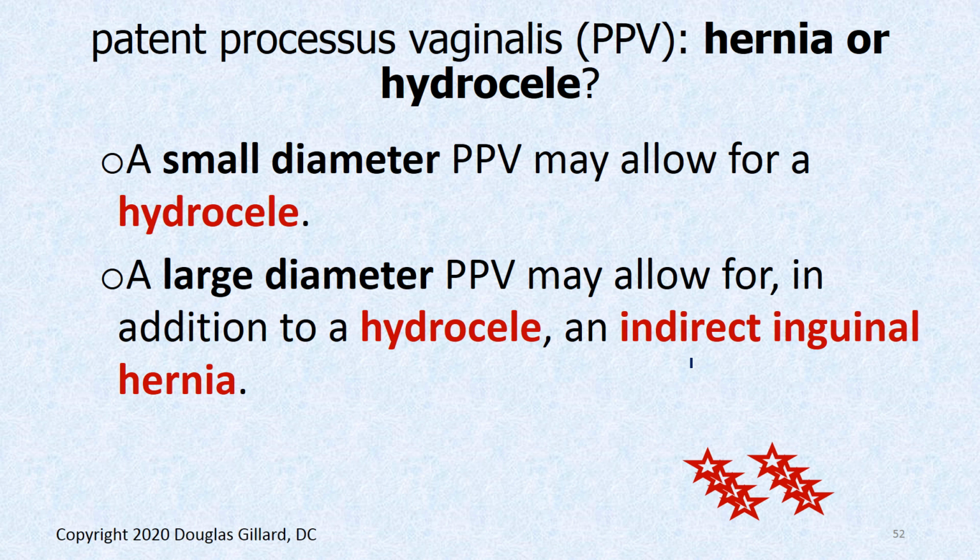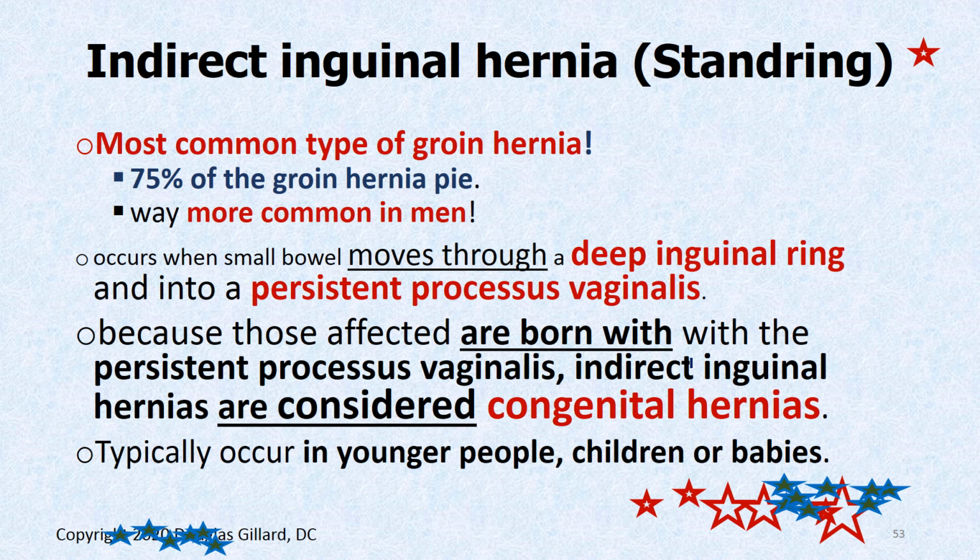Hernia or hydrocele. So if the processus vaginalis, if the tube is really small, you're not going to be able to get intestine down there. But you still can get peritoneal fluid, and that's that fluid collection around the scrotum or the labia majora. That's called a hydrocele. If it's a large processus vaginalis, you can get a hernia down there. You'll get hydrocele as well. You get some fluid down there, but the intestines will get stuck, and that's a direct or indirect inguinal hernia.